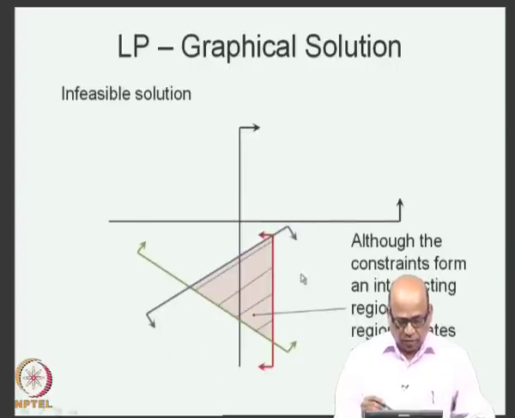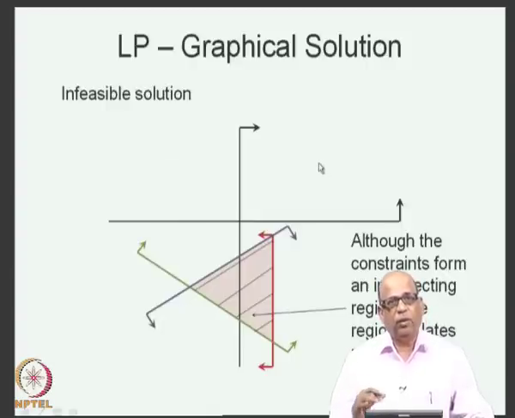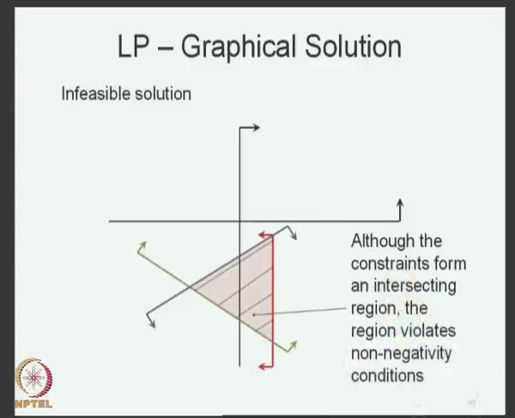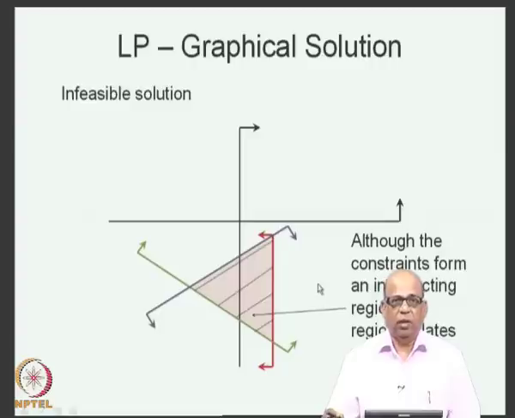There may be yet another case where you may have a good region of intersection among all the constraints, but this region may not lie in the first quadrant, and therefore, it violates the requirement of non-negativity of the variables, and therefore, still it becomes infeasible. So, infeasibility will indicate that at least certain constraints are violated or the non-negativity condition is violated. So, in this case, although the constraints form an intersecting region, the region violates non-negativity conditions, and therefore, it becomes infeasible.